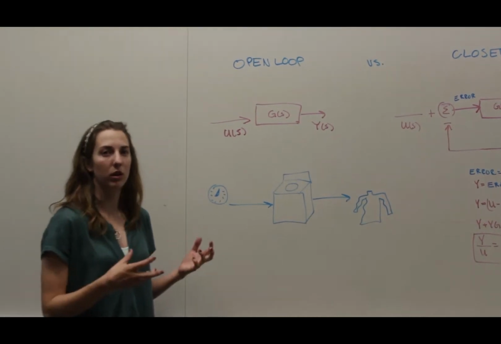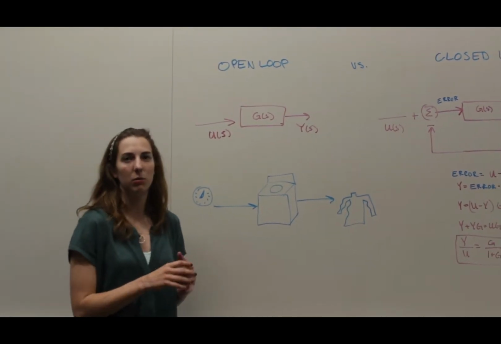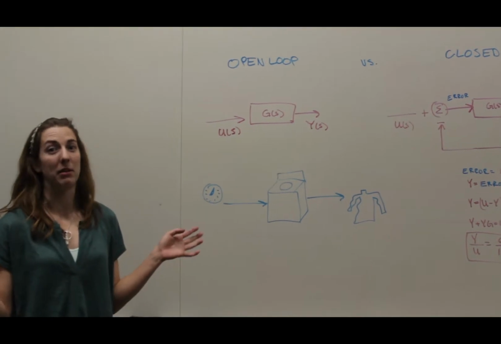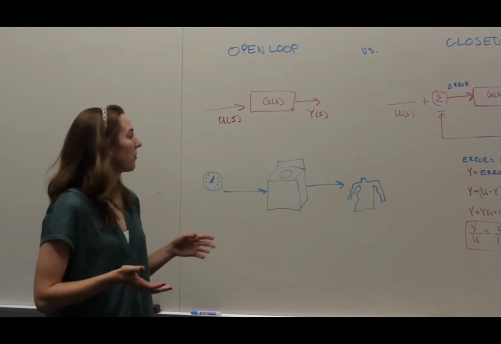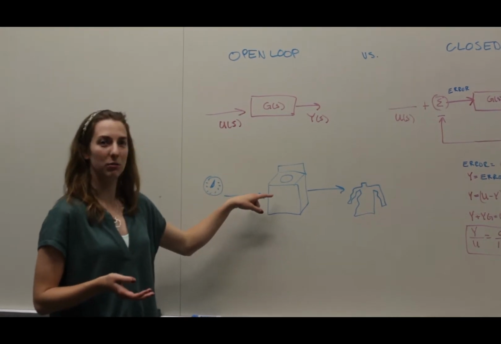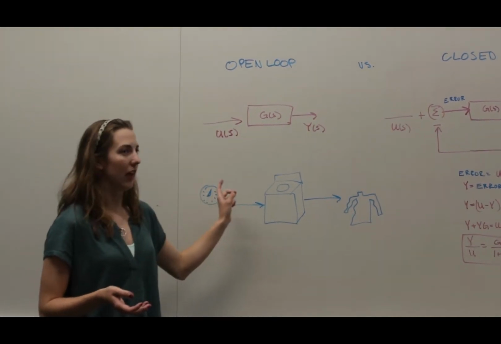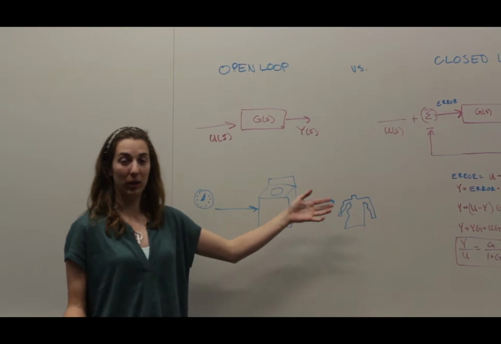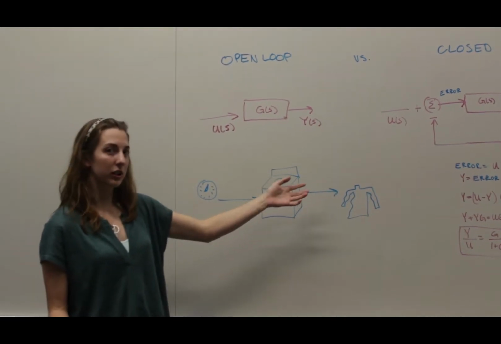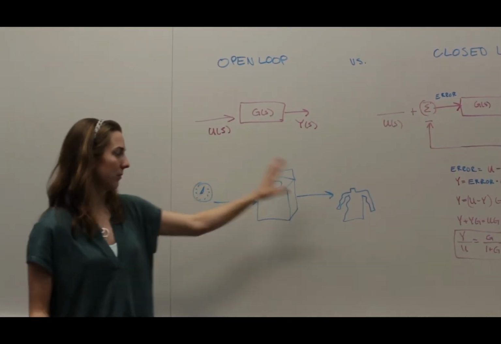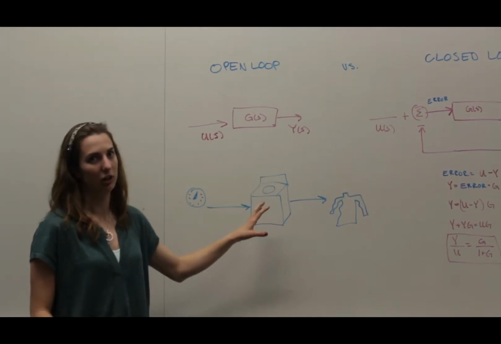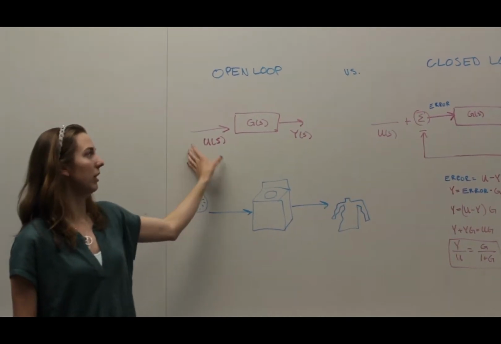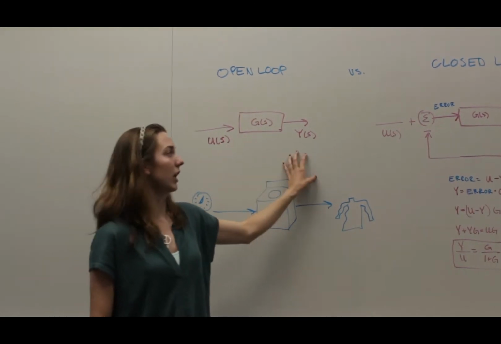You have an input, you put that input into your system, and you basically walk away and say whatever happens, happens. So an example of that is if you want to wash your clothes, you put your clothes in the washing machine, you set a timer, and then hopefully your clothes come out clean. But if your clothes are dirty, there's nothing in the system that tells the washing machine to try again or run it for longer. So that's an open loop system. You have an input, you put it through the system, and you get an output.